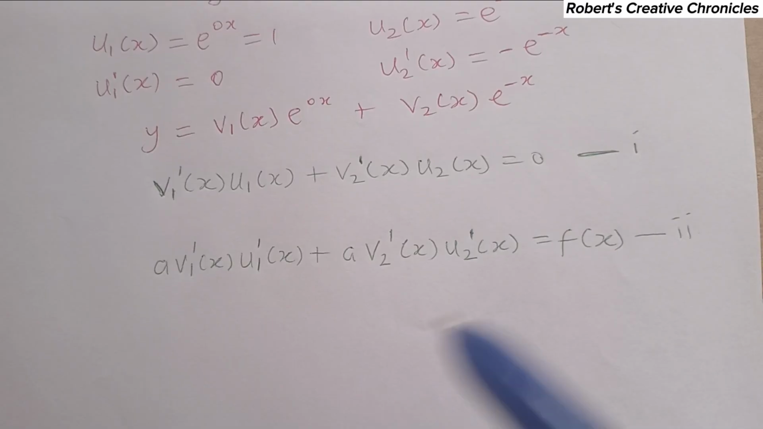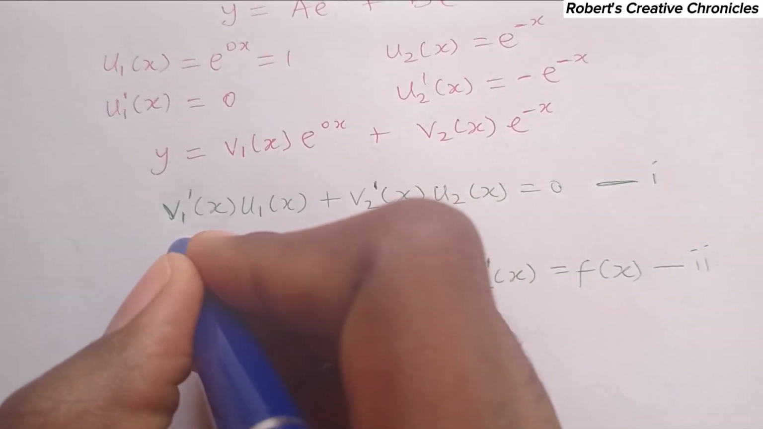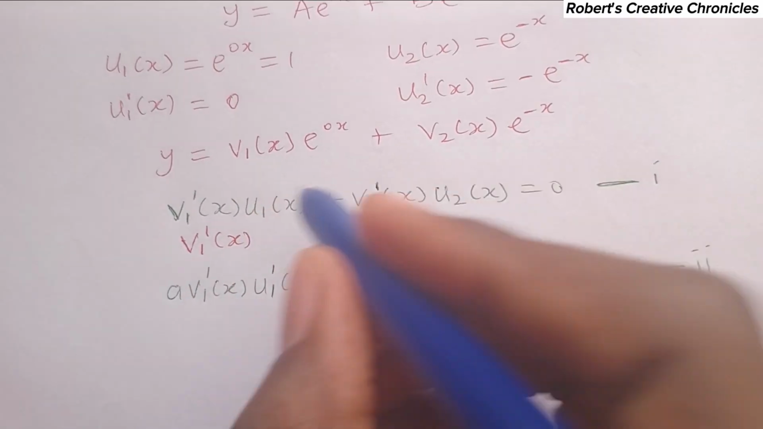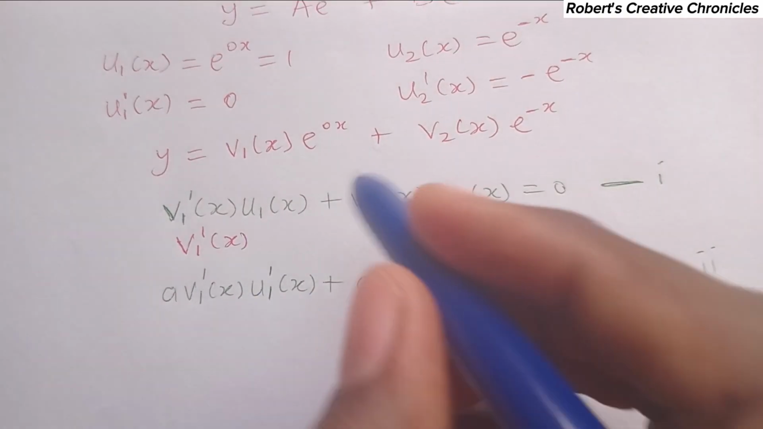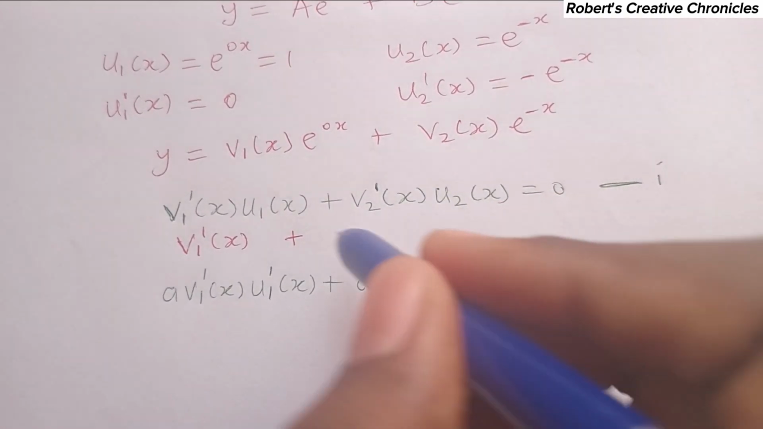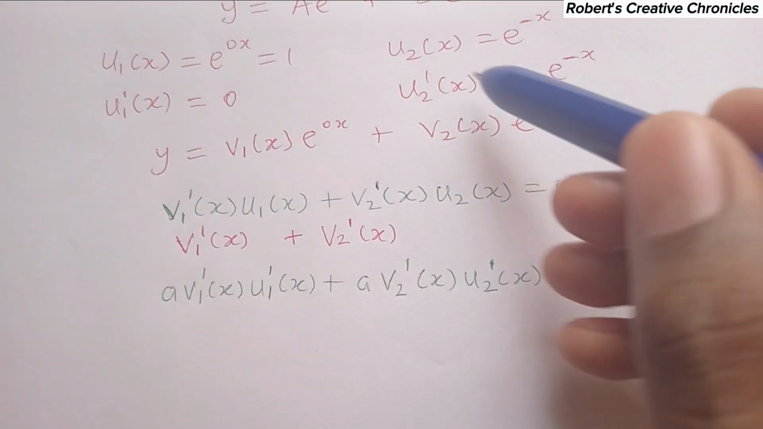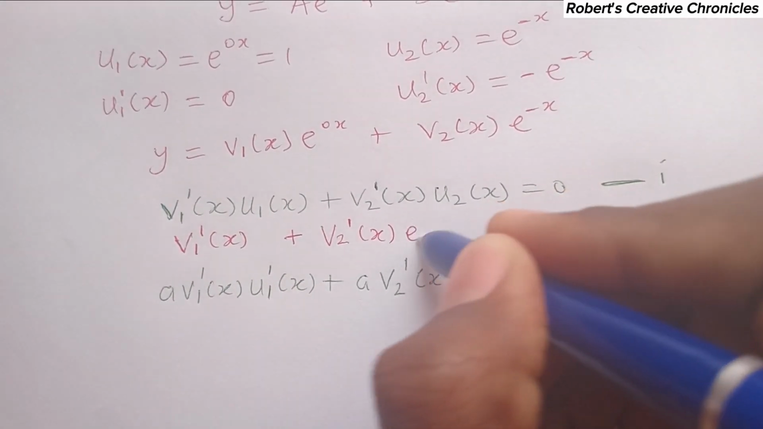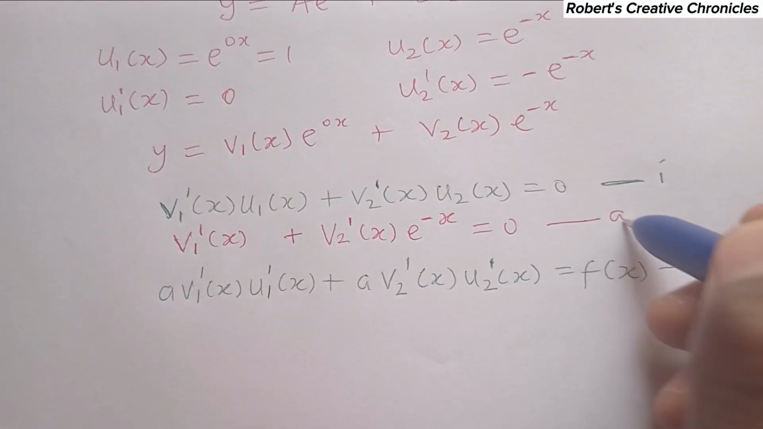So that is our objective. So let's substitute. This is v1 prime. Then what is u1x? It is 1. So 1 times this is this, plus v2 prime x. What is u2x? u2x is exponential minus x. This is equal to 0. So this is our equation A.